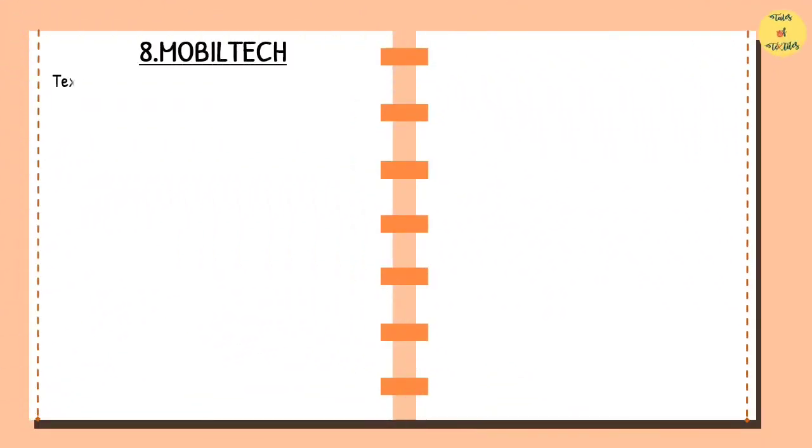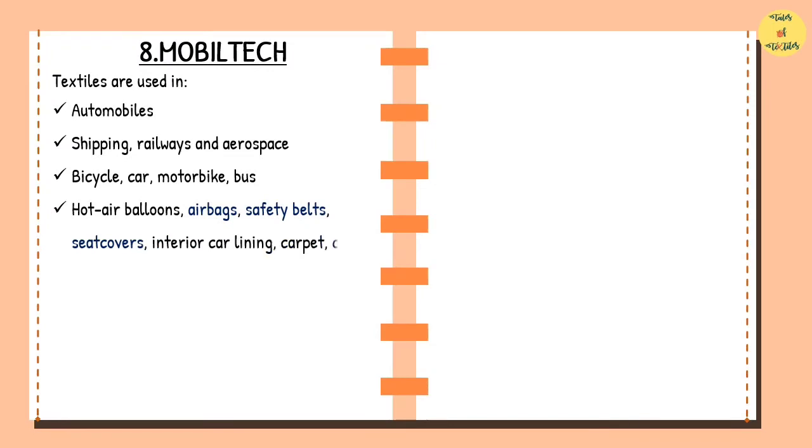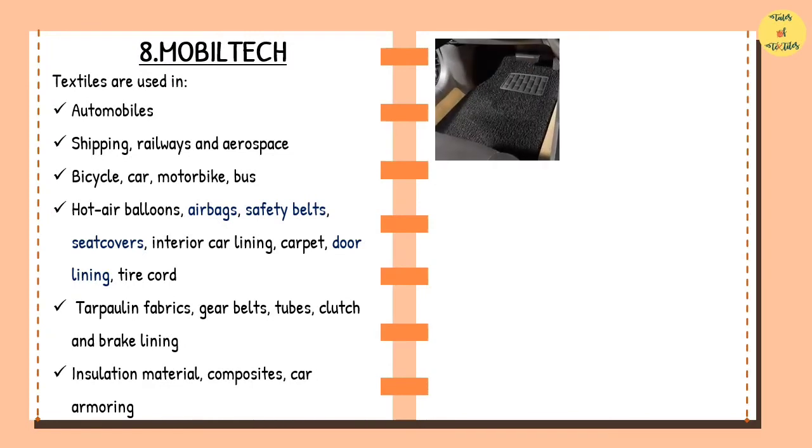Mobiltech textiles used in automobiles, shipping, railways and aerospace, bicycle, car, motorbike, bus, hot air balloons, airbags, safety belts, seat covers, interior car lining, carpet, door lining, tire cord, tarpaulin fabrics, gear belts, tubes, clutch and brake lining, insulation material, composites, car armoring.